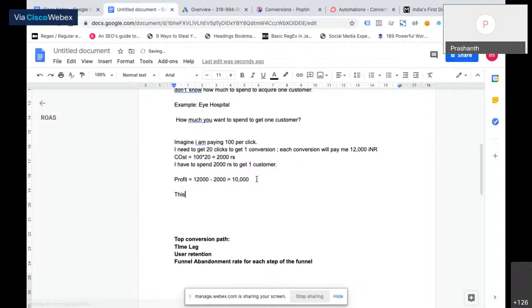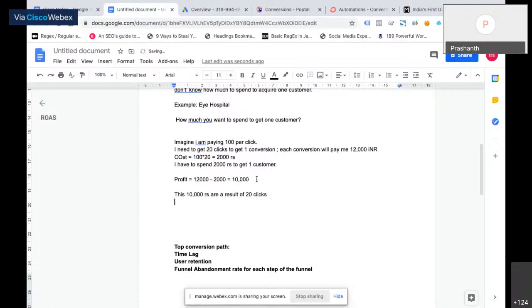Now, guys, listen very carefully. This 10,000 rupees is a result of, lot of people think like this, Prashant, this 10,000 rupees is a result of one customer. No, it is a result of 20 clicks. So profit for each click is how much? 10,000 divided by 20, how much?